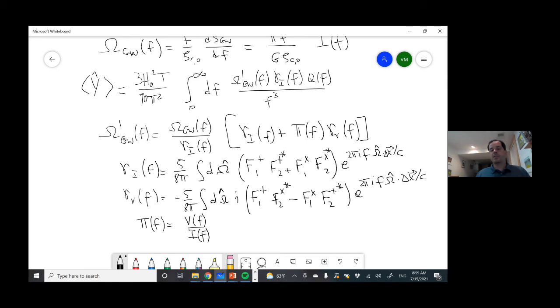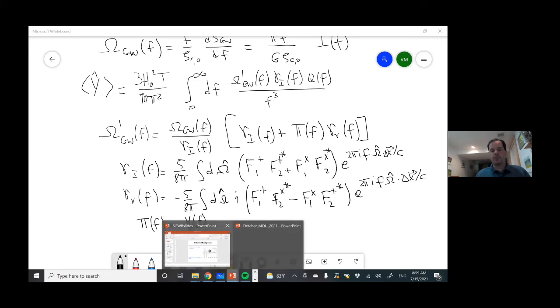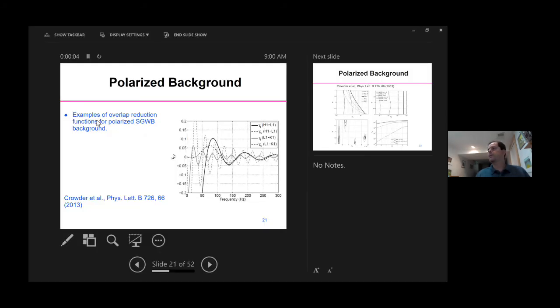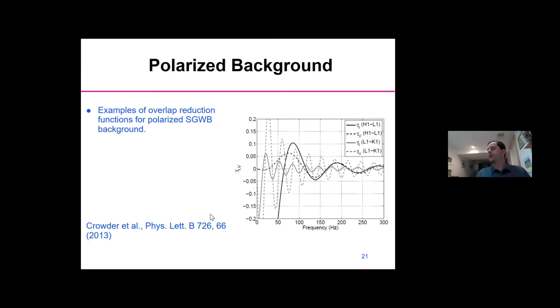This analysis has been done. As I mentioned, we studied already a couple of different models. So maybe I'll switch to slides again. Let me share the slides again. Okay, so this plot here shows the gamma I and gamma V.